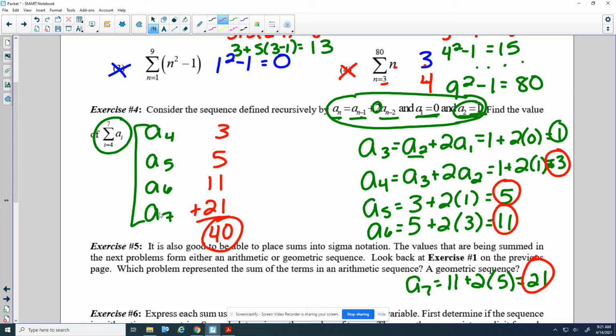So as I said, nothing new in that problem, but it's connecting that you could also use a sequence definition, like a recursive definition, and use that to be applied to something with summation notation.